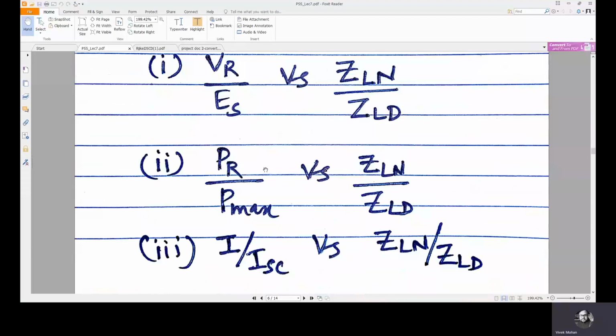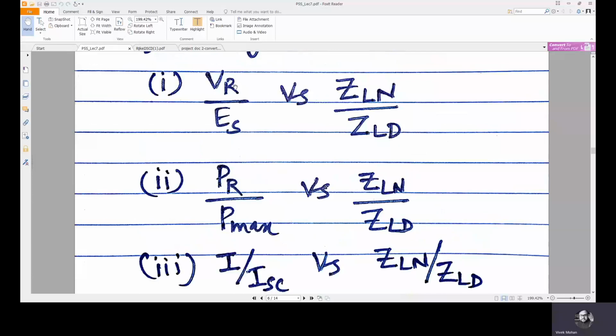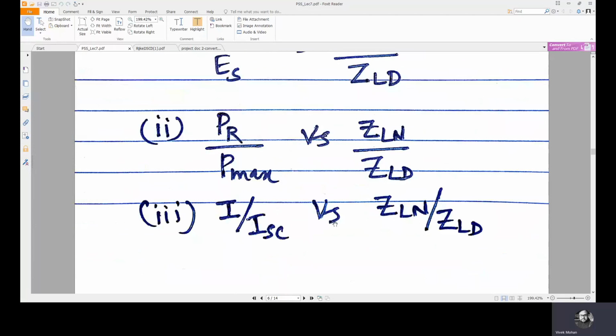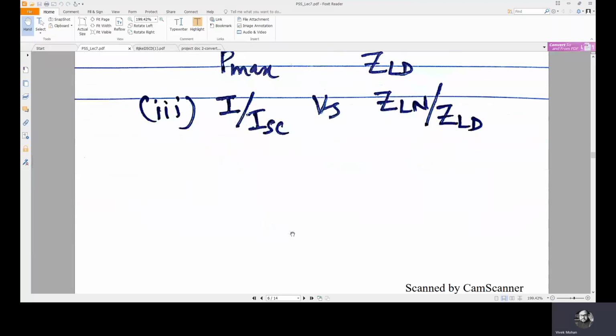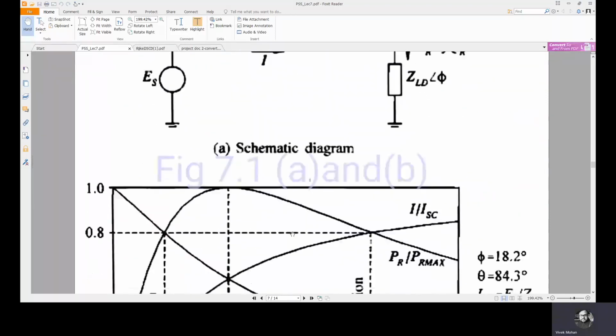Now, three things we are going to plot: VR by ES versus ZLN by ZLD, then PR by Pmax, where Pmax is the maximum power transfer capacity, and PR is the actual active power received at the load side, versus ZLN by ZLD. Now I by ISC versus ZLN by ZLD. We'll see now how to analyze this plot.